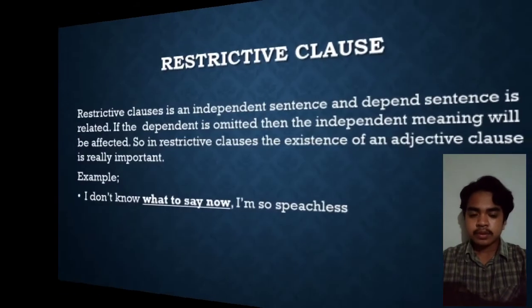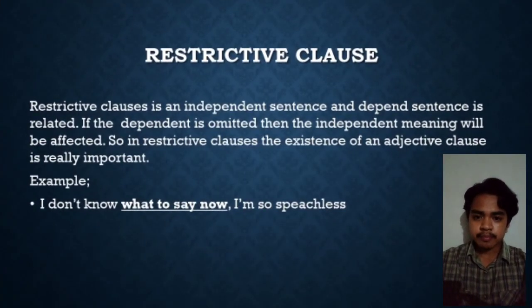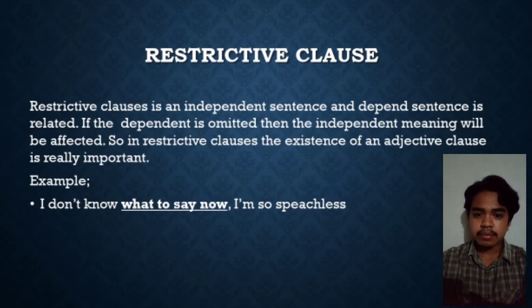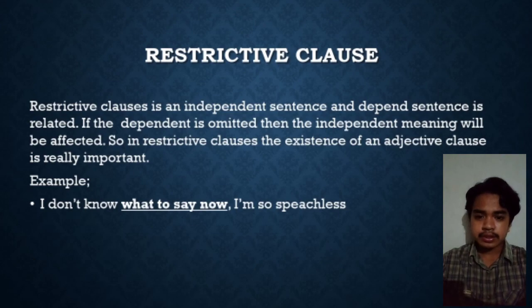So, now we will discuss the restrictive clause. A restrictive clause is where the independent sentence and the dependent sentence are related. If the dependent clause is omitted, then the independent meaning will be affected. So in a restrictive clause, the existence of an adjective clause is really important. For example, I don't know what to say now. I'm so speechless.